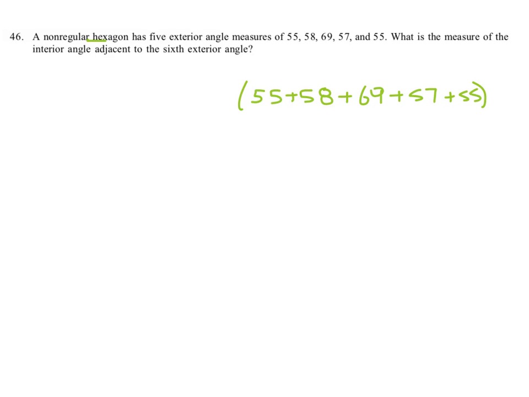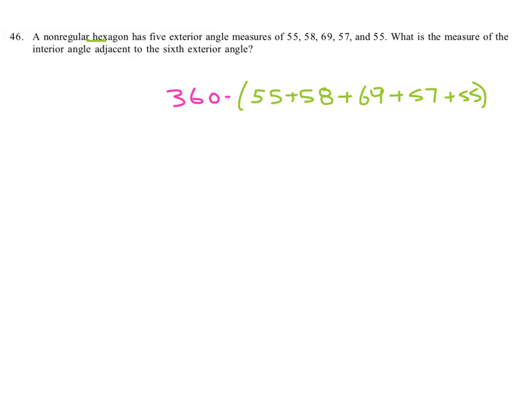So if we wanted to find out what the remaining, the 6th exterior angle is, we could say, since they all sum to 360, 360 minus that amount. That will give us what that 6th exterior angle is. Okay? So now we know what that missing angle is.